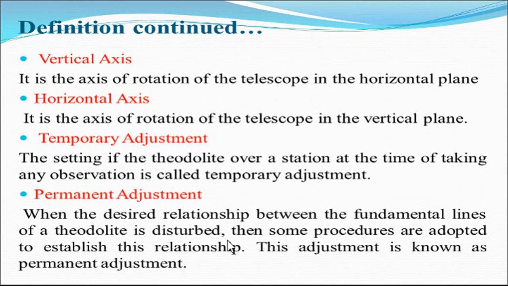Similarly, now permanent adjustment. When the desired relationship between the fundamental lines of the theodolite is disturbed, some procedures are adopted to establish this relationship. This adjustment is known as permanent adjustment. Similarly, as in the dumbbell level we discussed, the fundamental lines have a specific relationship, and when that relationship is disturbed, we need permanent adjustment. The same case applies to the theodolite.